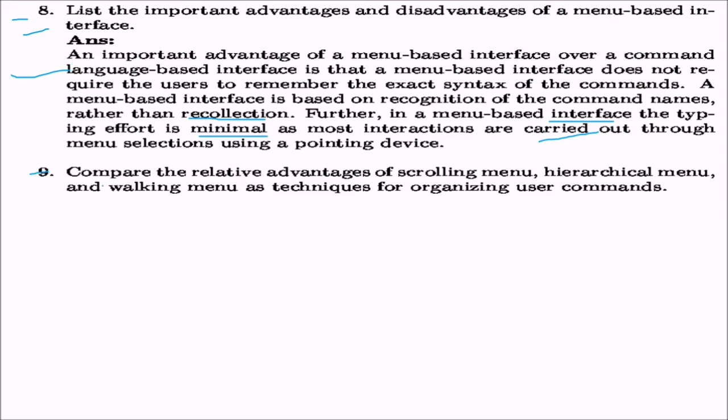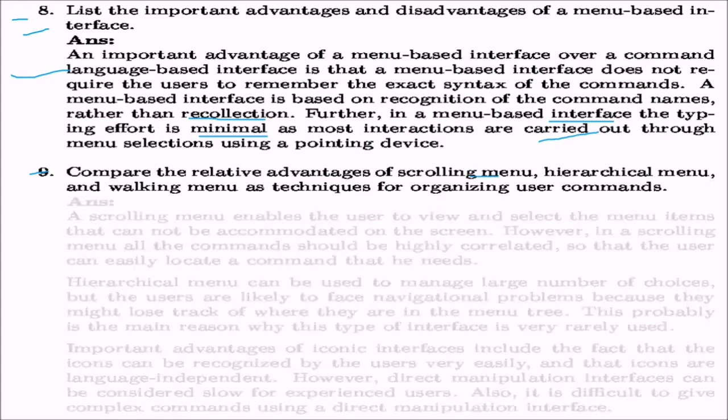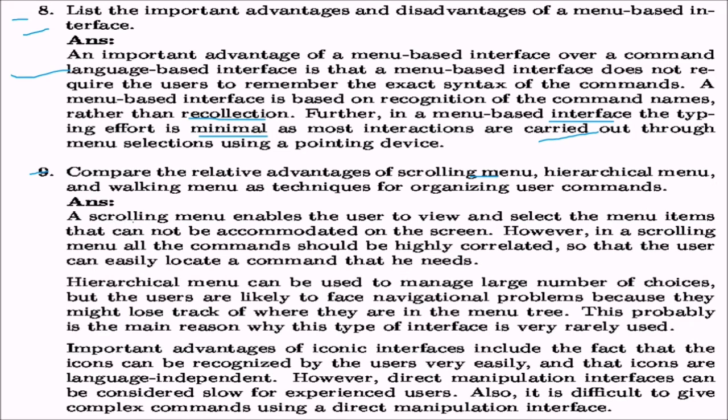Ninth, compare the relative advantages of scrolling menu, hierarchical menu, and walking menu as techniques for organizing user commands. First is the scrolling menu. This will allow the user to view and select the menu items that cannot be accommodated on the screen. But in a scrolling menu, all the commands should be highly correlated so that the user can easily locate a command that he needs. This is important here.